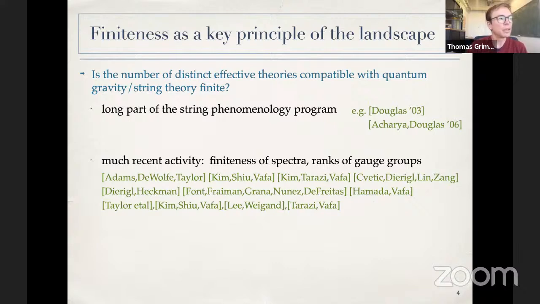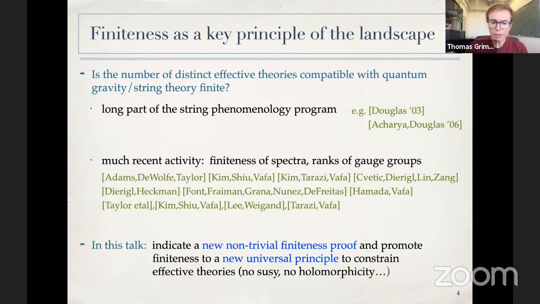Okay, so I should add that there was also much recent activity. For example, people ask about the finiteness of spectra or ranks of gauge groups and so on. So you can just ask, can I get every gauge group from string theory or in an effective theory at a certain cutoff scale? Or are there finiteness constraints, right? Is there a highest rank of a gauge group you can have?